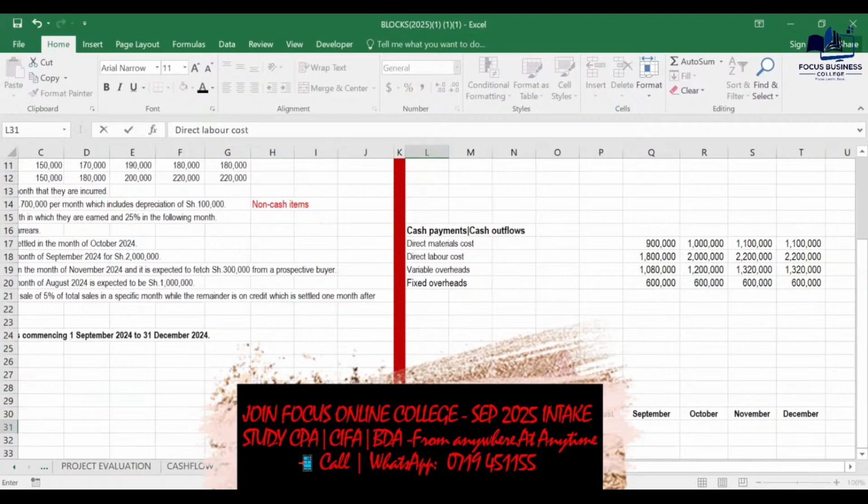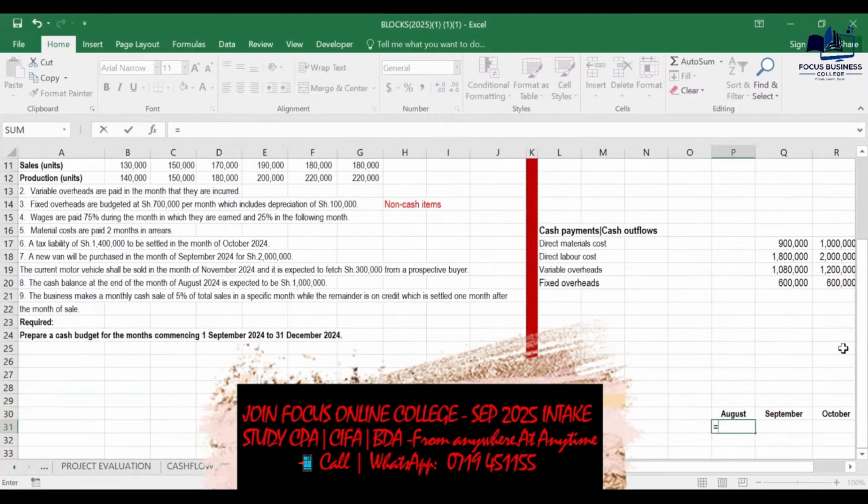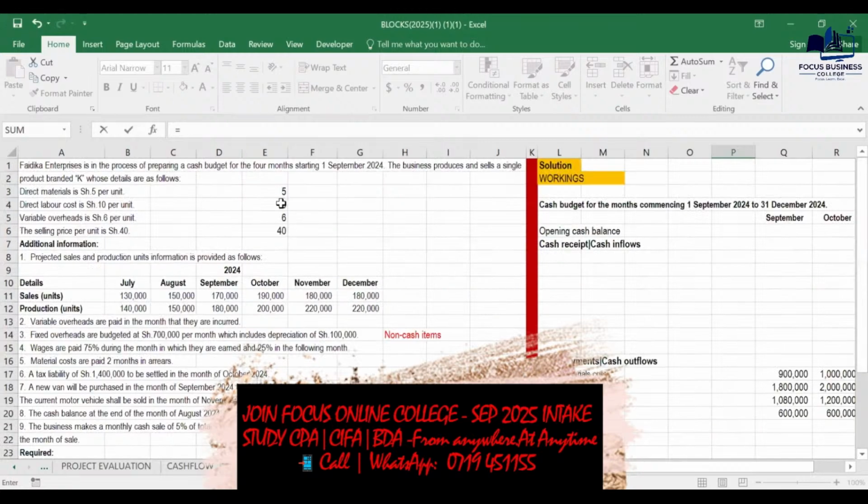Direct labor cost for each month. Now the direct labor cost, this one would be equal to how much for August? For August, I will take the direct labor cost per unit, which we have up here, and then multiply that with the number of units which were produced in August.